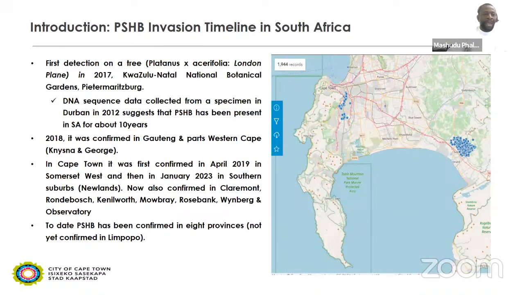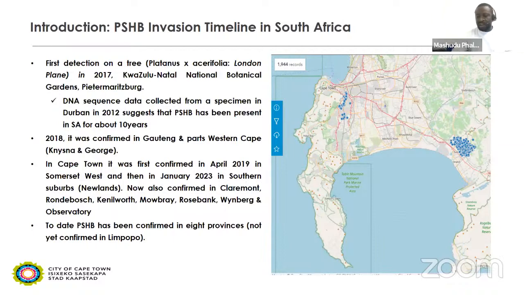And then in 2018, the beetle was confirmed to be present in Gauteng province and parts of the Western Cape, particularly in the George and Knysna area. And then in April 2019, we confirmed the presence of this beetle in the Somerset West area. And early this year, towards the end of January, we also confirmed the presence of the beetle in the southern suburbs of the city of Cape Town.